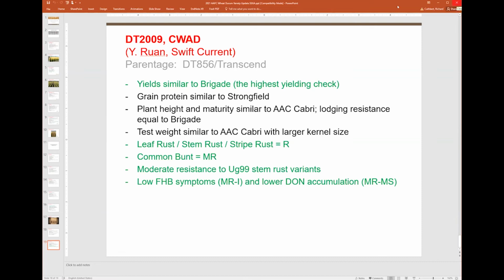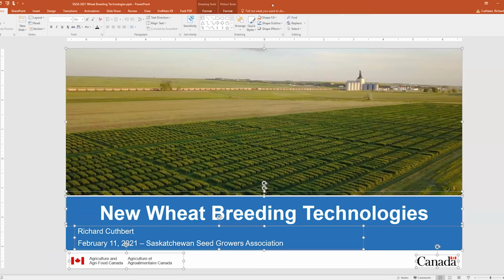Thanks, Richard. So we're going to move into Richard's presentation about some of the current breeding technologies that are being used to enhance the development of new varieties for Western Canada.